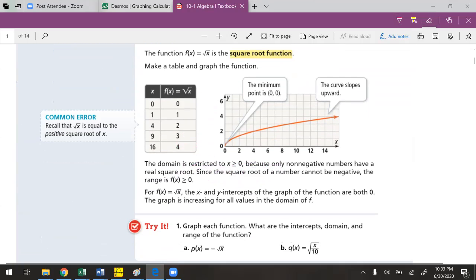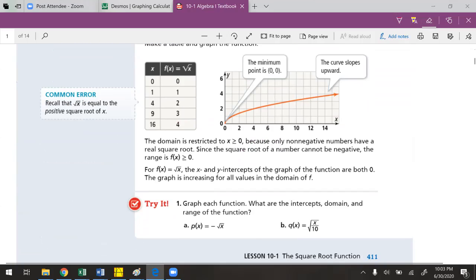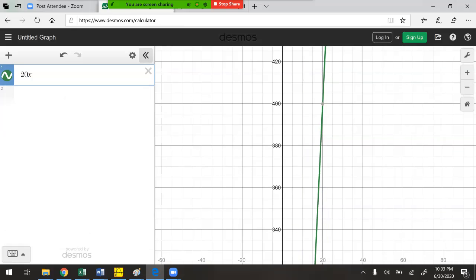Notice the domain here. The domain starts at 0 and goes all the way to infinity. So we can say the domain is restricted because any number less than 0 cannot give you an answer, nor can you get a negative as an answer, essentially. There are things that are a little bit different when there's a negative on the outside. So let's use good old Desmos to figure this out.